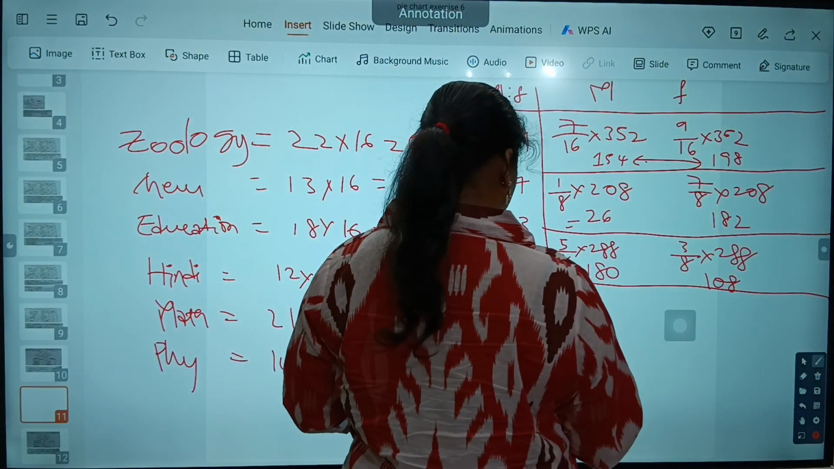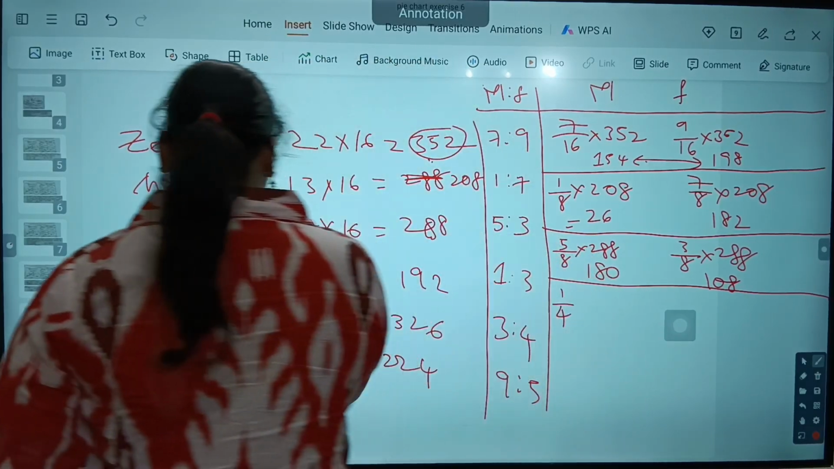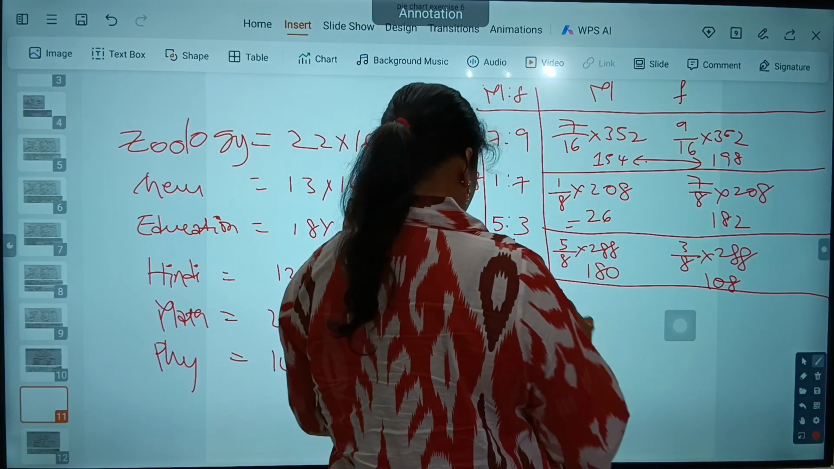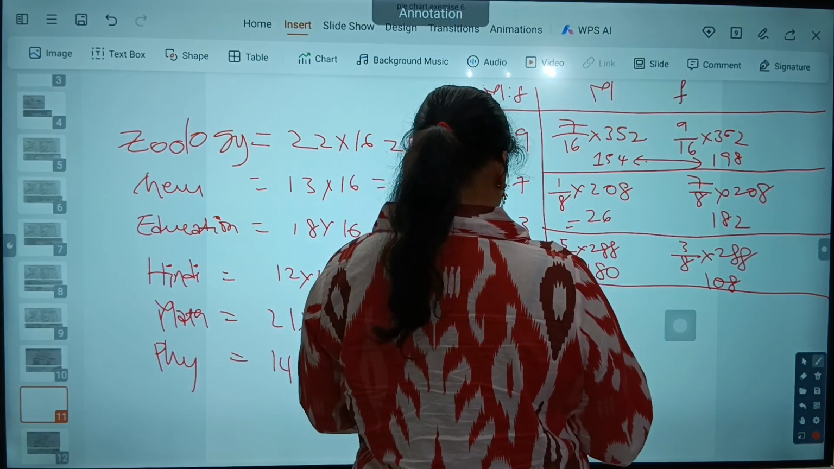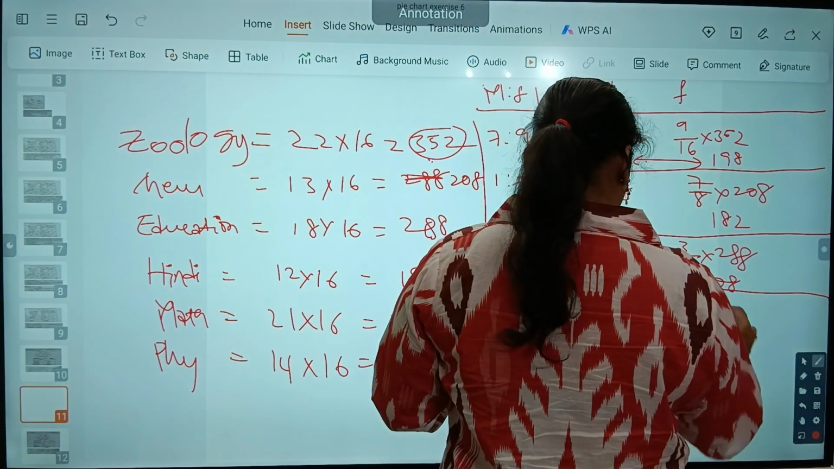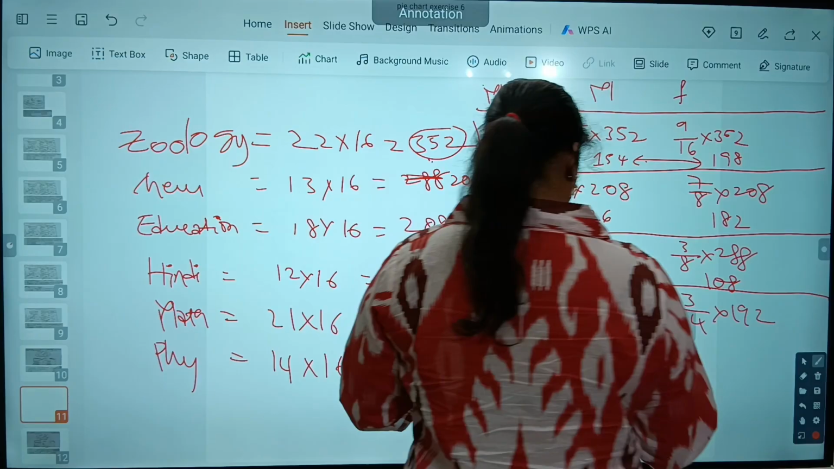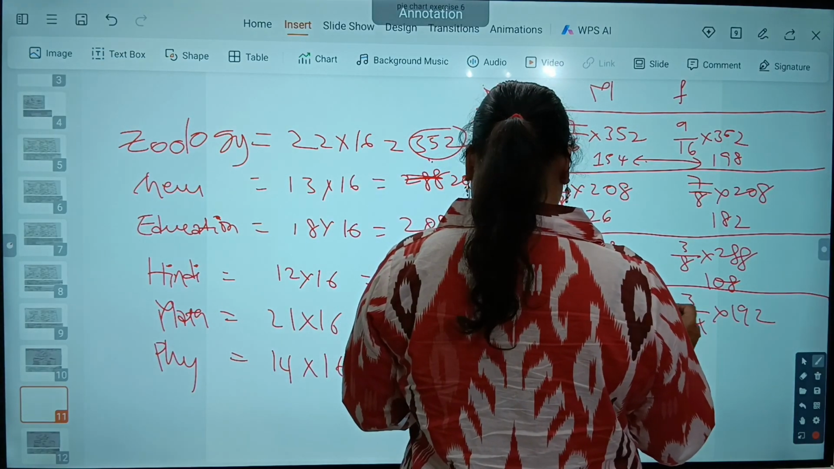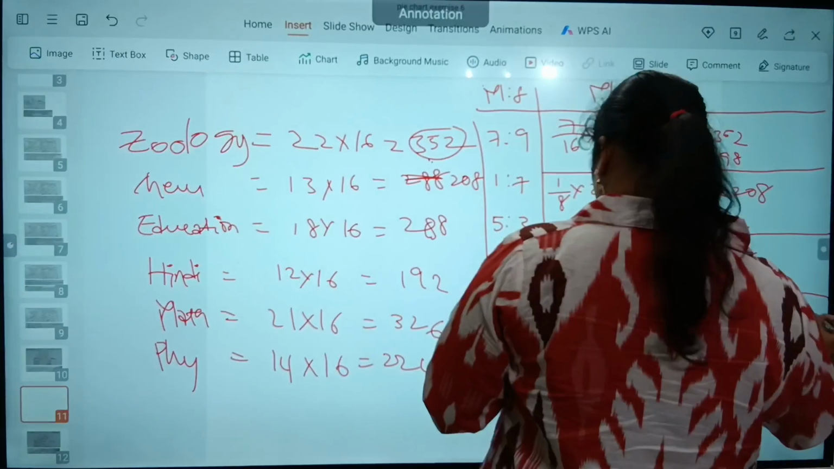And the fourth thing, okay, fourth means Hindi. In Hindi subject, the ratio of males is 1 by 4 into 192, females are 3 by 4 into 192. The final answer is 48 and 144.